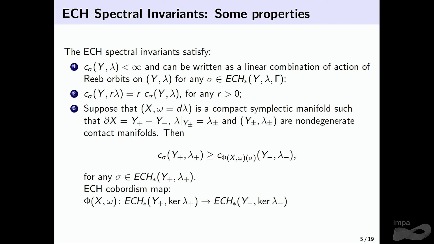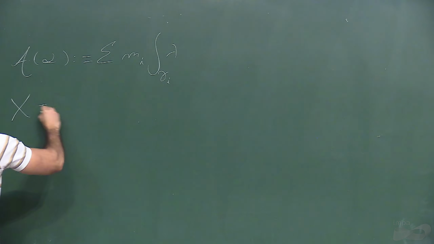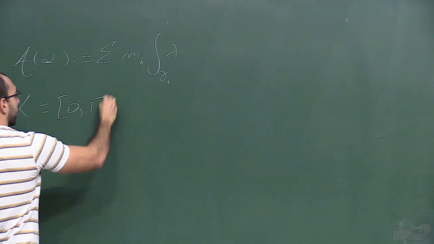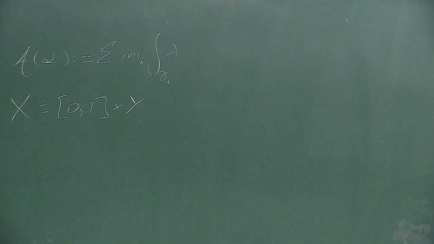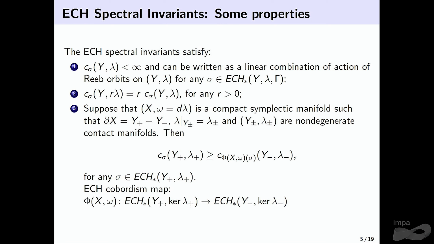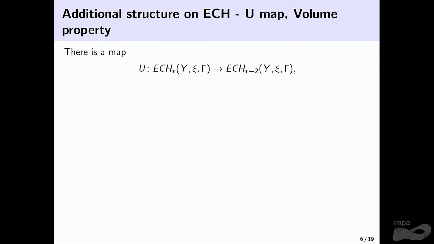Maybe it's better to fix the homology class to be 0, or to ask for some more properties on X, like X being the product of [0,1] with the same contact form. But in nice settings, you have the map and this property. Okay. And we also have an additional structure on ECH, which is called the U map.